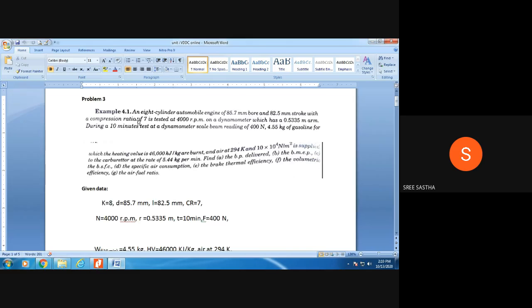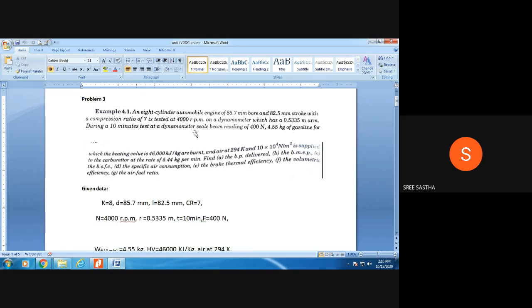Compression ratio, I think you might have studied in automotive engines, is tested at 4000 rpm. 4000 rpm will be the engine speed. In an SI engine the compression ratio will be less, whereas in a CI engine I can go for a high compression ratio. That is, how far I can compress the charge so that my expansion will be more.